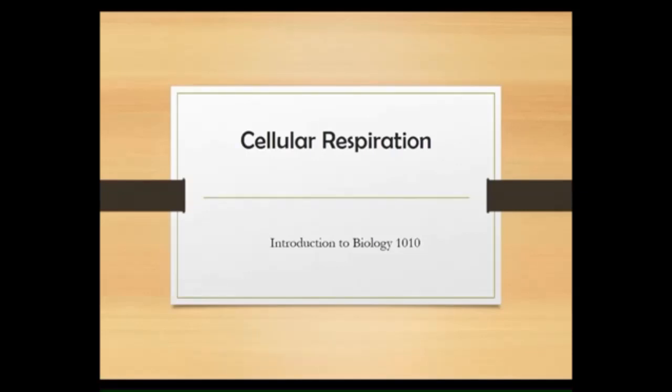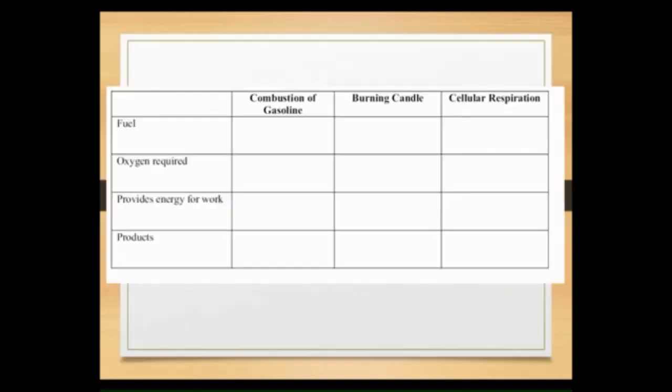Our final topic for the semester is cellular respiration. Cellular respiration will be a little bit easier since we've already covered photosynthesis. A lot of the same kinds of themes and patterns that we've seen in photosynthesis we'll also see in cellular respiration. I'd like to start out by doing some comparisons between three different processes that you are familiar with to help us understand how similar they are to cellular respiration.